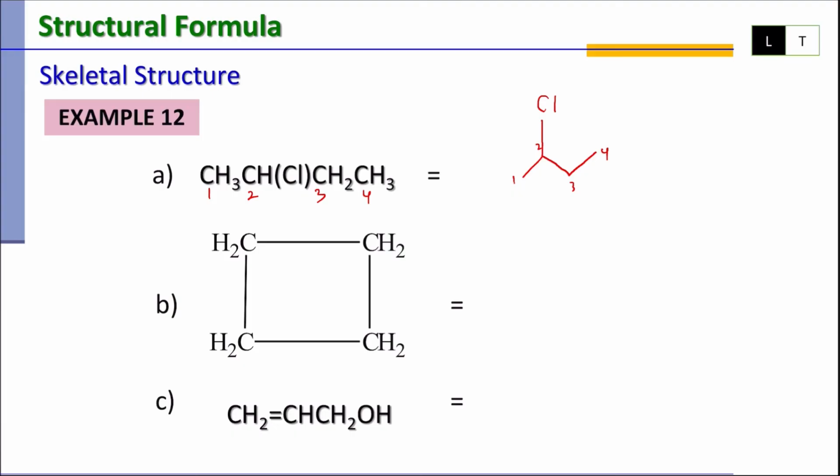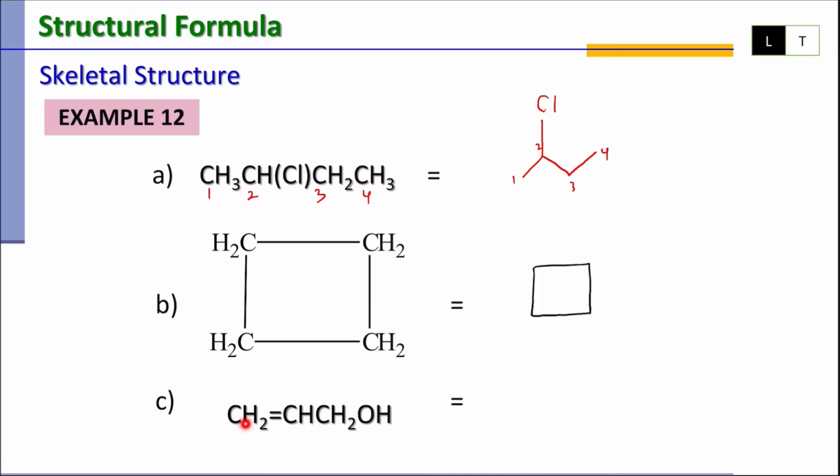Next one, saya nak draw the skeletal structure untuk condensed structure cyclobutane here. So, ini condensed structure dalam bentuk ring. So, bila dalam bentuk skeletal, kita tak perlu tunjuk carbon and hydrogen atom. So, macam mana skeletal structure saya? Hanya bentuk petak macam this one. So, settle. Very easy.